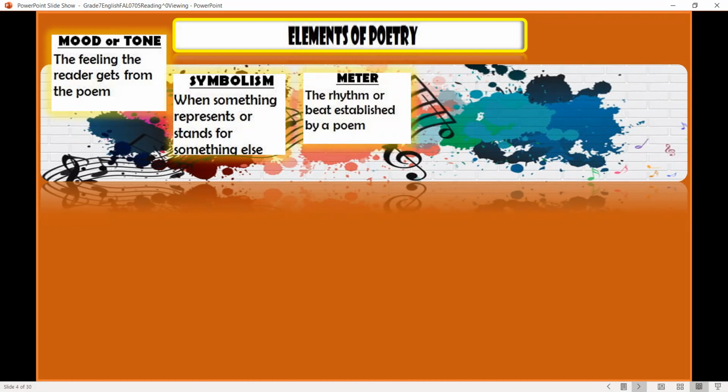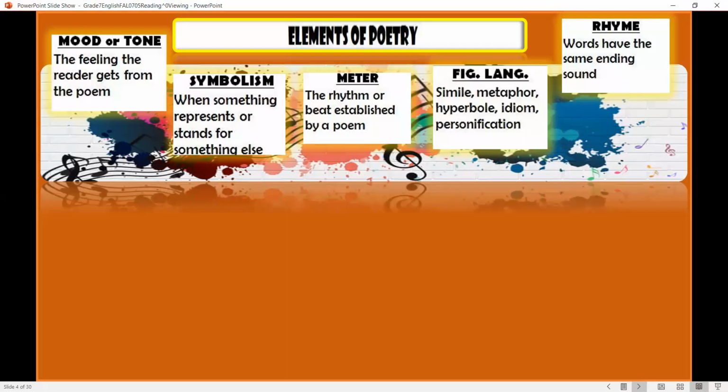You can have different poems with rhythms and beats, but they might have a different meter, a different pause, a different place where the beat takes place. Rhyme is when you write or read a poem and the words have the same sound at the end of a line, it must be at the end of a line. Then we have our figurative language, which is a lot of fun. So we have similes, metaphors, hyperboles, idioms, personification, and they really bring a poem alive and make it fun.